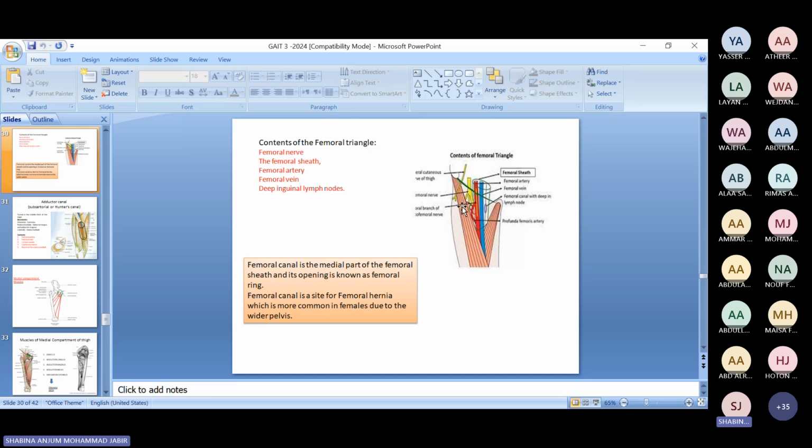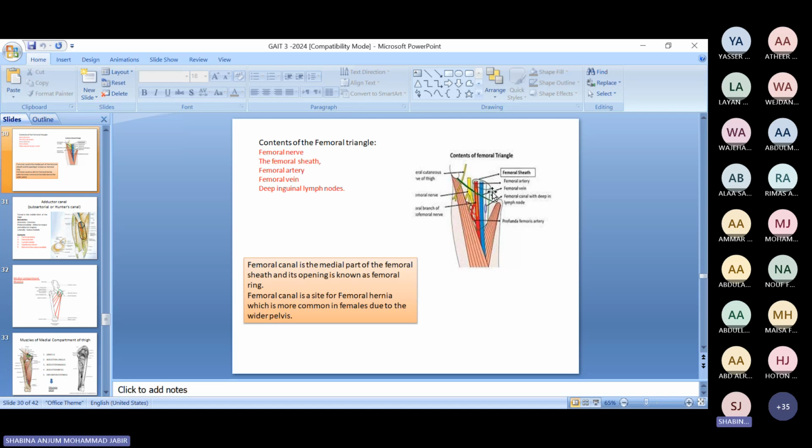What are the contents present here? First of all, you have the femoral nerve, more lateral. Do you remember? Just now we saw the sequence. The nerve is more lateral. And there is a femoral sheath. The femoral sheath is a covering of the fascia, which has the femoral artery, femoral vein, and deep inguinal lymph nodes. Here you can see.